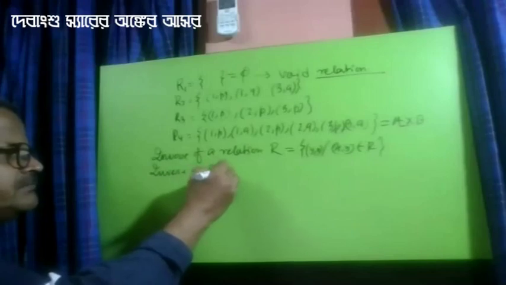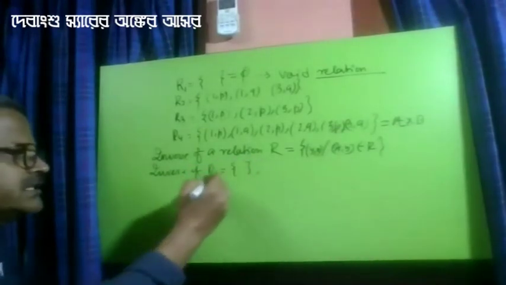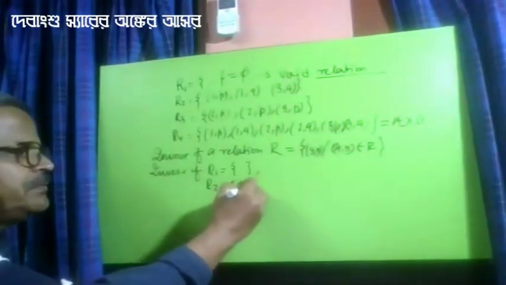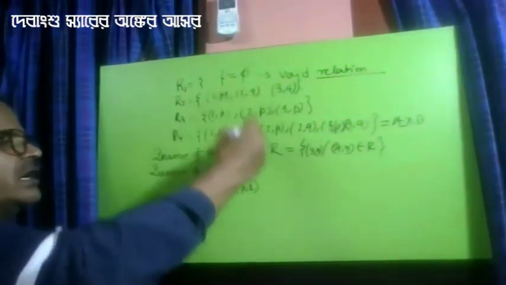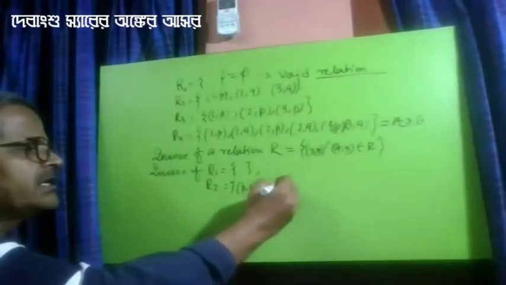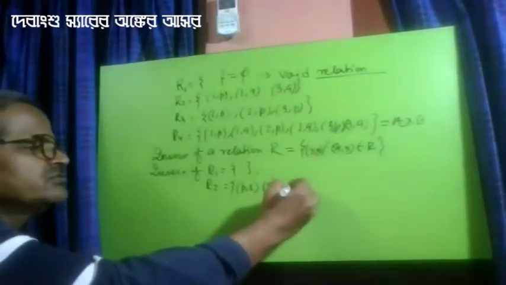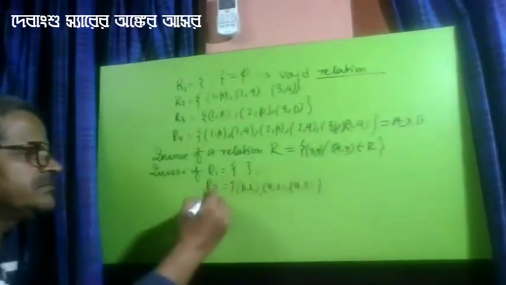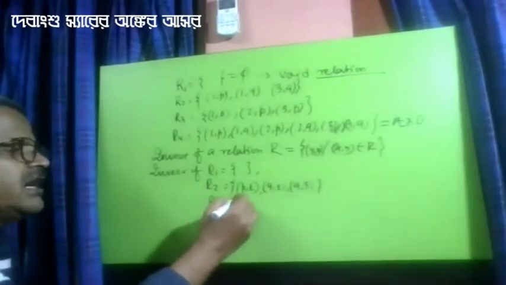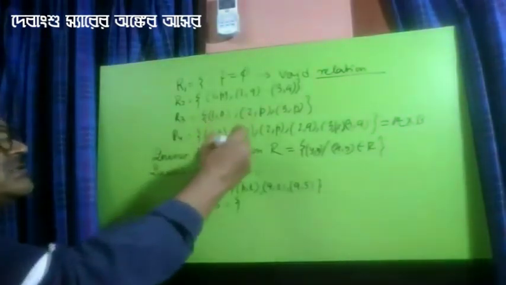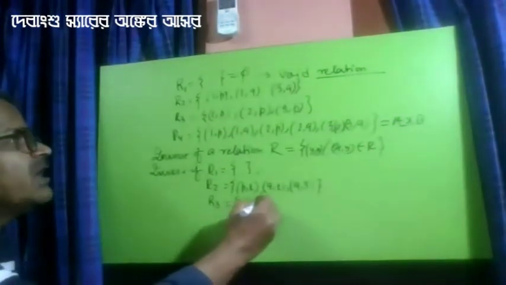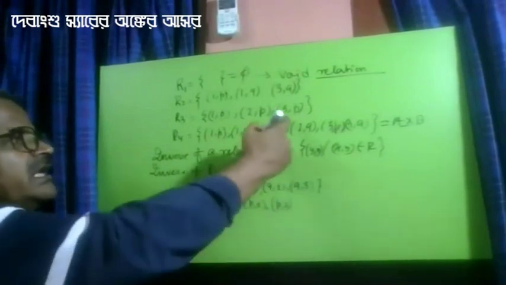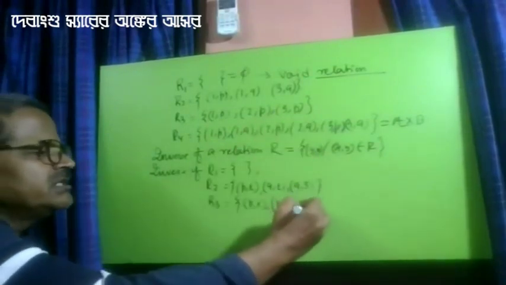Inverse of R1, null set. R2 will be, it is 1P, so it will be P1. It is 1Q, so it will be Q1. It is 3Q, so it will be Q3. Just change the order. So very tough job. It is 1P, so it is P1. It is 2P, so it is P2. It is 3P, so it is P3.